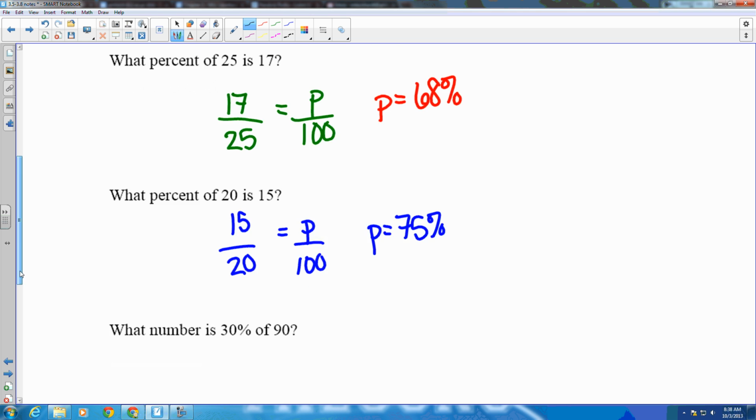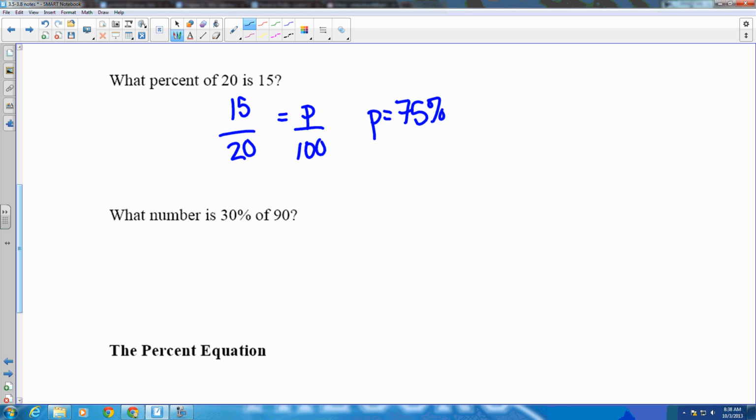What number is 30% of 90? So we know that 90 is our whole. It's giving us the 30 over 100, so we're solving for A. Cross multiply, and we know that 27 is 30% of 90.